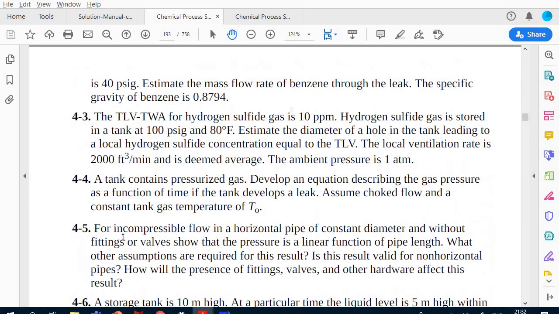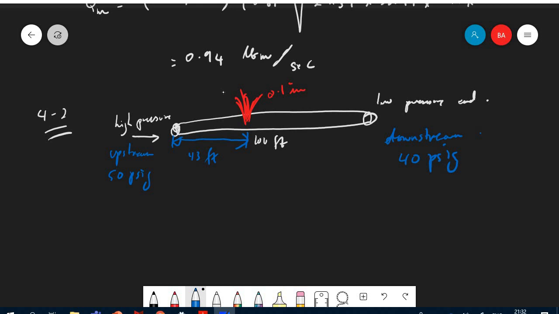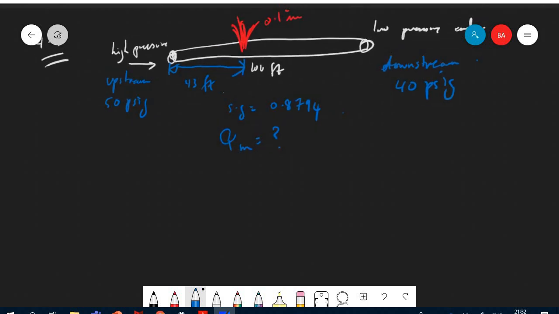So what do we have here? It says estimate the mass flow rate of benzene through the leak. So it needs to find Qm, and the specific gravity is given as 0.8794. Let me write that so not to forget: the specific gravity for benzene is 0.8794, and it's asking for Qm. So that is the question.